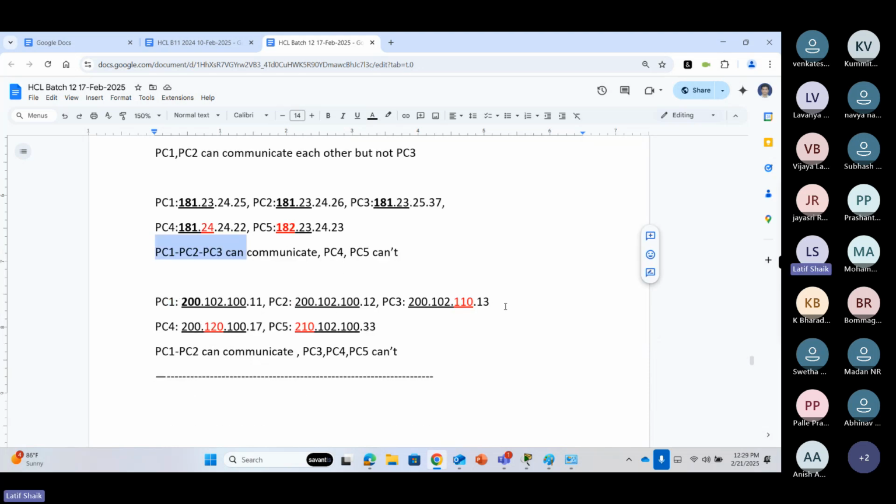Again, this is class C. See, there are 2 systems having the same network portion. In this class, these 3 systems have different network portions. Okay, so these 2 systems will communicate with each other, and these 3 systems won't communicate with the first 2. Okay, so like that.